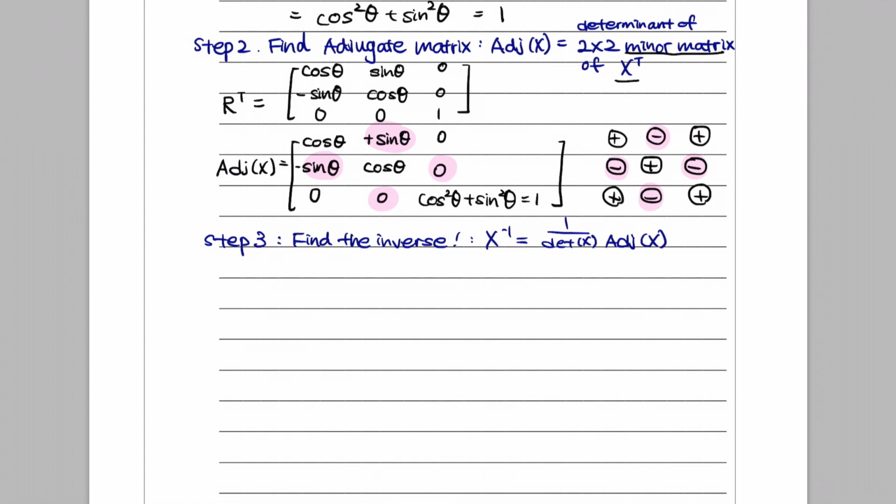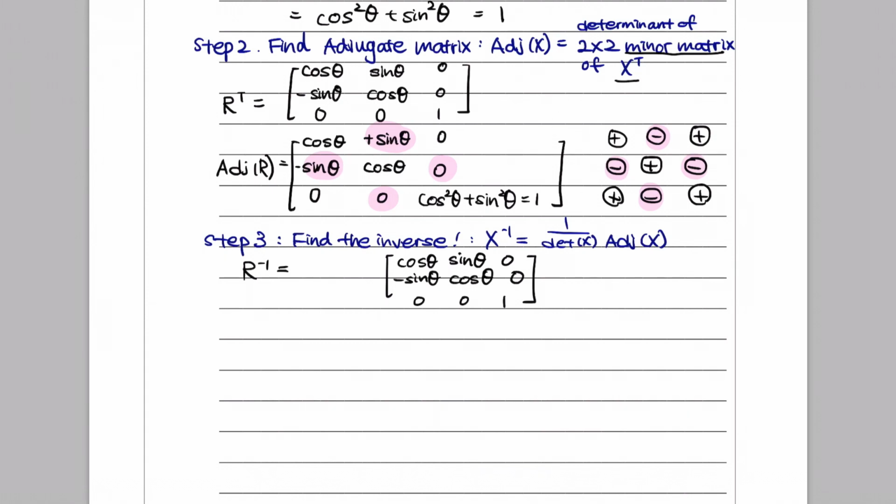It is defined as 1 over determinant times your adjugate matrix. You have all the ingredients ready here. So your inverse of R is 1 over determinant, which we found as 1, times the adjugate matrix, which is written up here. So it's just 1. So your inverse is actually this.